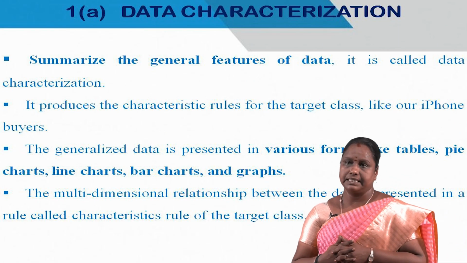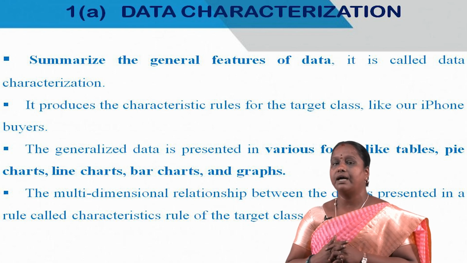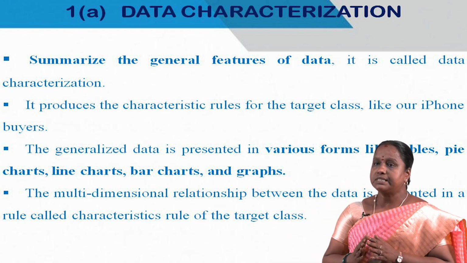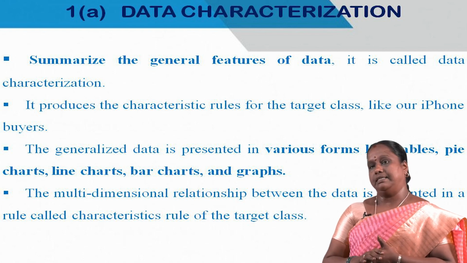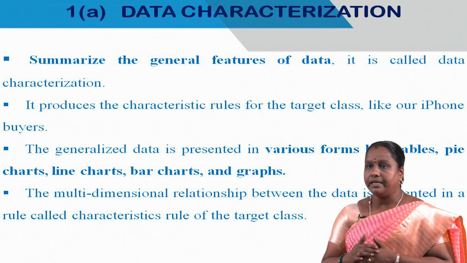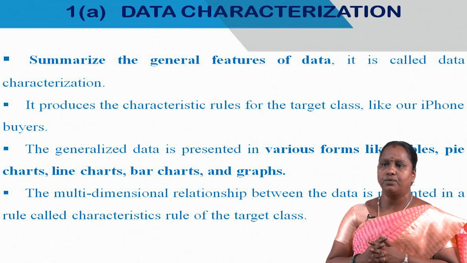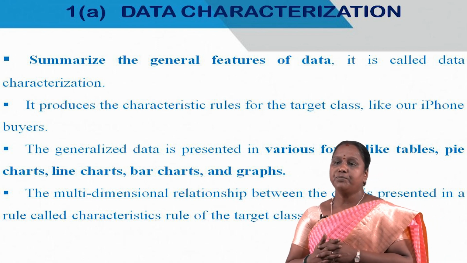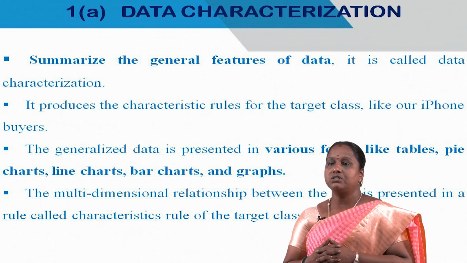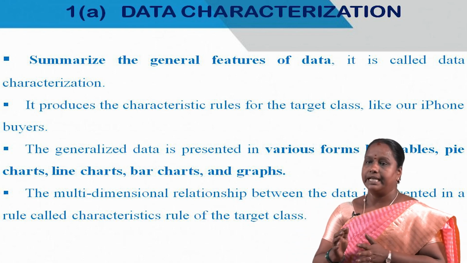First, data characterization. When you summarize the general features of the idea, it is called data characterization. It produces the characteristic rules for the target class, like our iPhone buyers. We can collect the data using simple SQL queries and perform OLAP functions to generalize the data. Attribute oriented induction technique is also used to generalize or characterize the data with minimal user interaction.